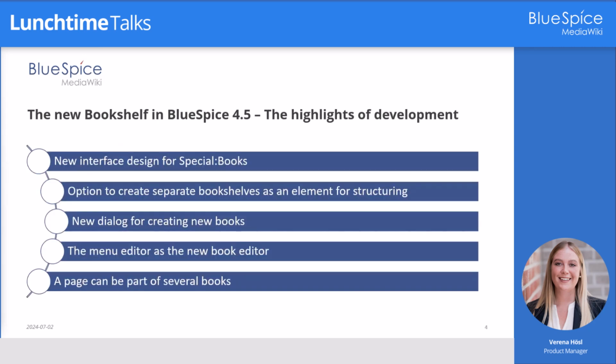The highlights of the development are the following. As I already said, we created a completely new interface. There is now a horizontal layout for the book overview, which displays the existing books in the form of so-called book cards. These book cards always show the book title and, if specified, the subtitle of the book. And it is also allowed to use book cover images. You might already know that.